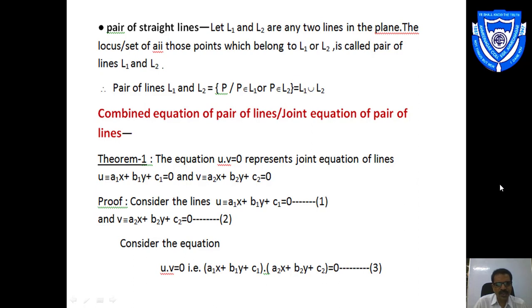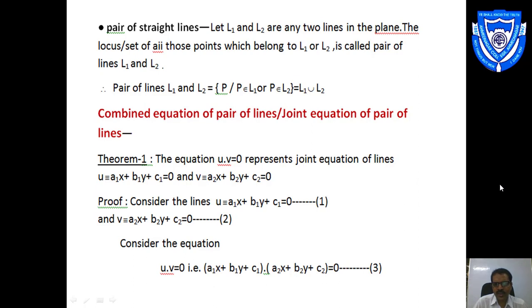So u into v is equal to 0. It means (a1x plus b1y plus c1) into (a2x plus b2y plus c2) is equal to 0. This new equation is generated. Call this equation 3. Now we want to prove that equation 3 represents the joint equation of the pair of lines L1 and L2.